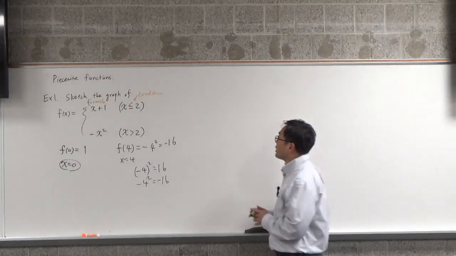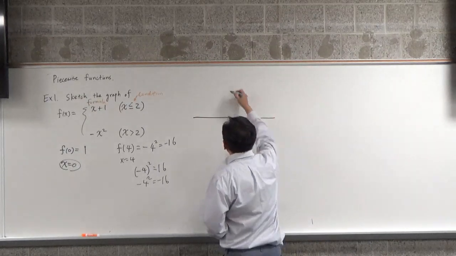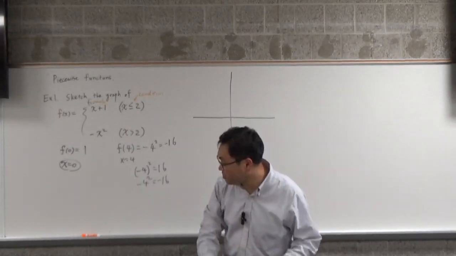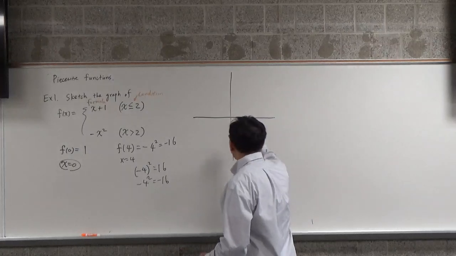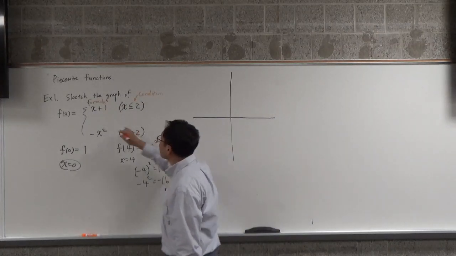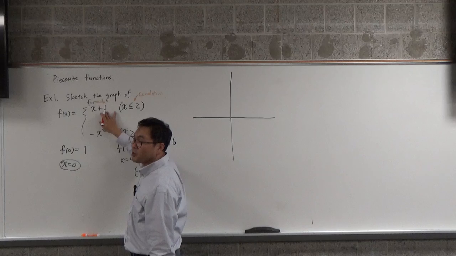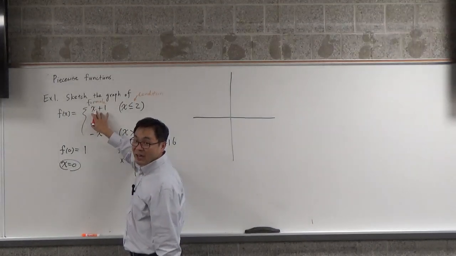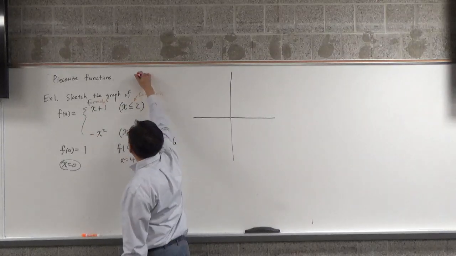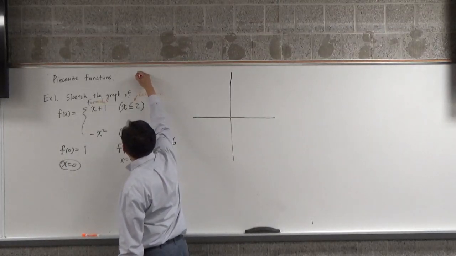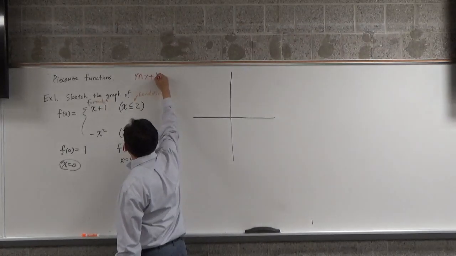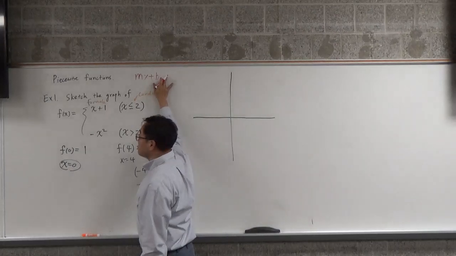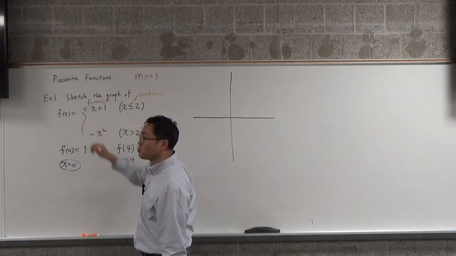Here's how you sketch the graph. First, you start off by sketching both of the graphs on a single axis. So first of all, what's the graph of y equals x plus 1? This is a slope 1, y-intercept 1 line. It's a line equation, right? We know that mx plus b is a line whose slope is m and y-intercept is b. So b is 1 and slope is 1.